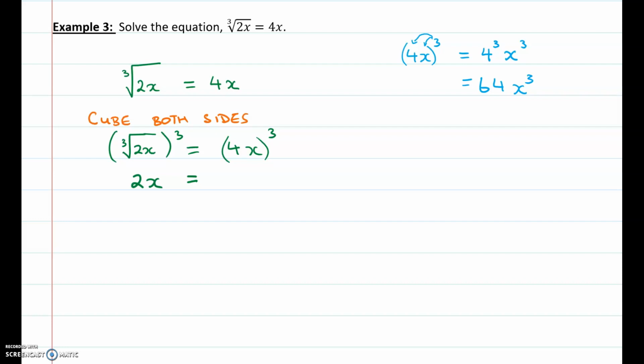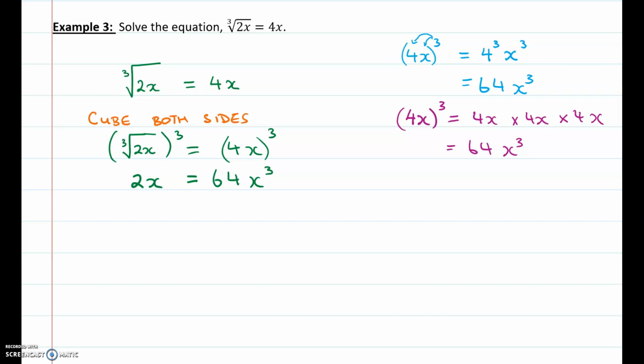Or a way to do it more by first principles, to think about what cube means. It means 4x by 4x by 4x. So 4 by 4 is 16, by 4 is 64. x by x is x squared, by x is x cubed. So no matter which of those ways you choose, you're going to get the same answer, 64x cubed.